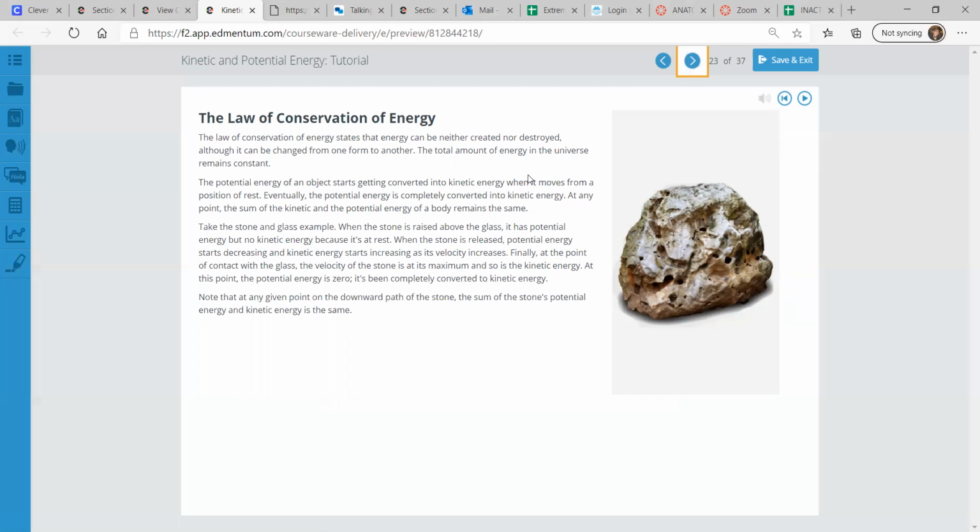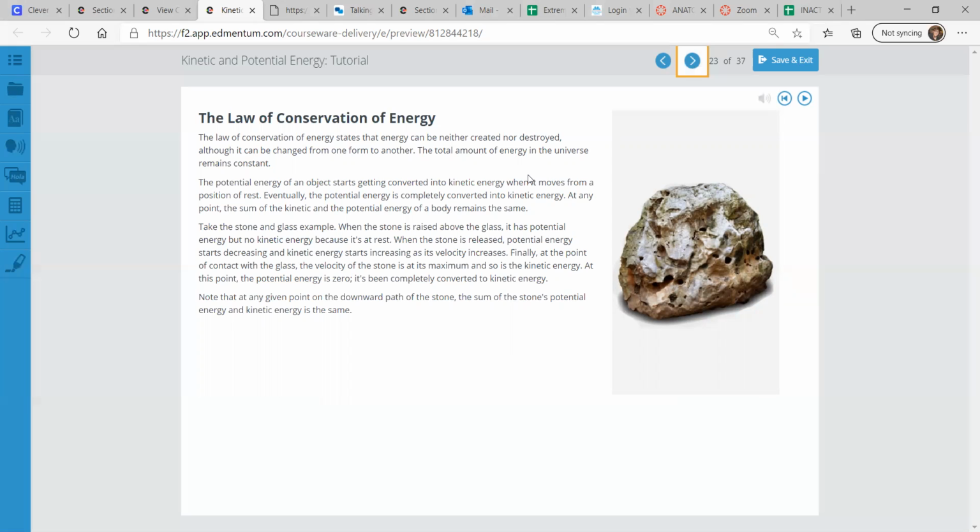The potential energy of an object starts getting converted into kinetic energy when it moves from a position of rest. Eventually, the potential energy is completely converted into that kinetic motion energy. At any point, the sum of the kinetic and potential energy of a body or object remains the same.